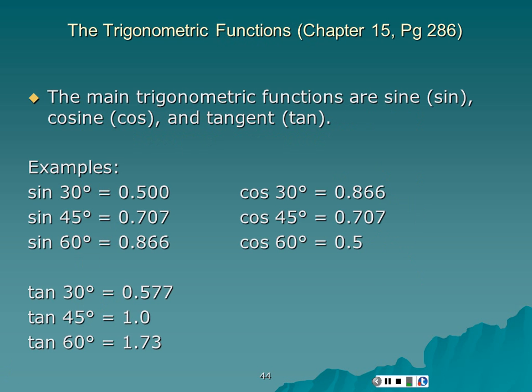Alright, now let's look at the trigonometric functions. Now there are several trigonometric functions. These are the first 3. There are 6 trigonometric functions we have. Now they are called sine, cosine and tangent. In short, we write sin for sine, we write cos for cosine, and we write tan for tangent. These are 3 different trigonometric functions.